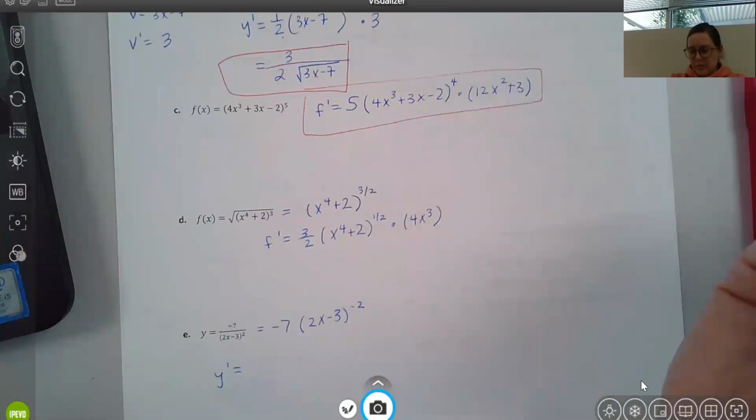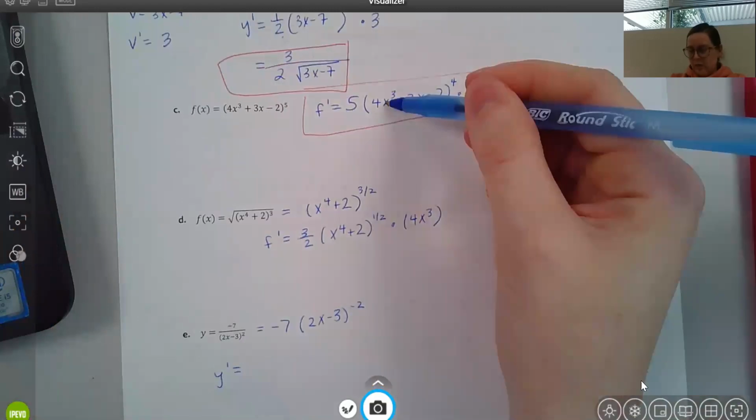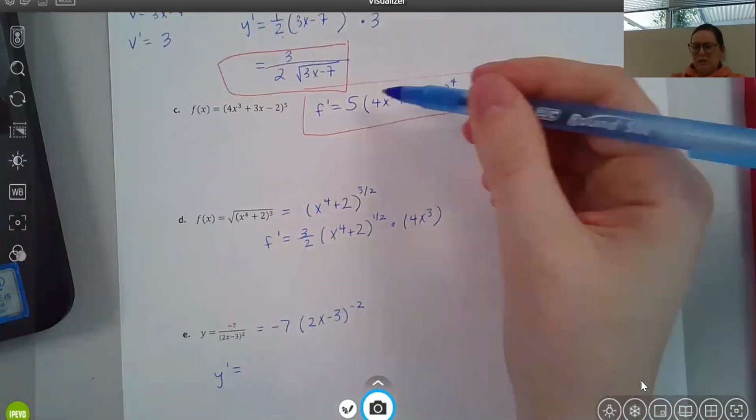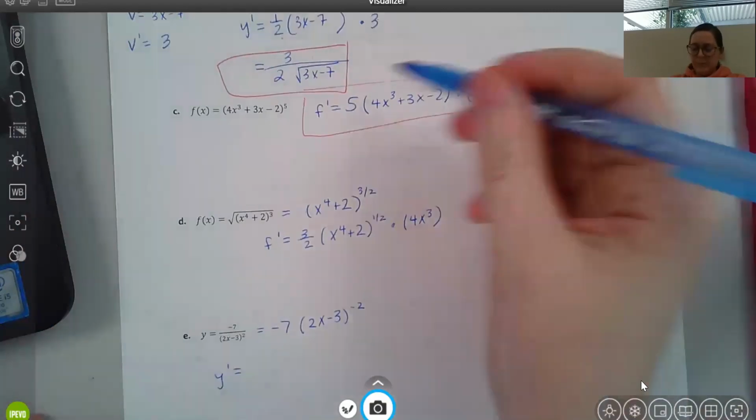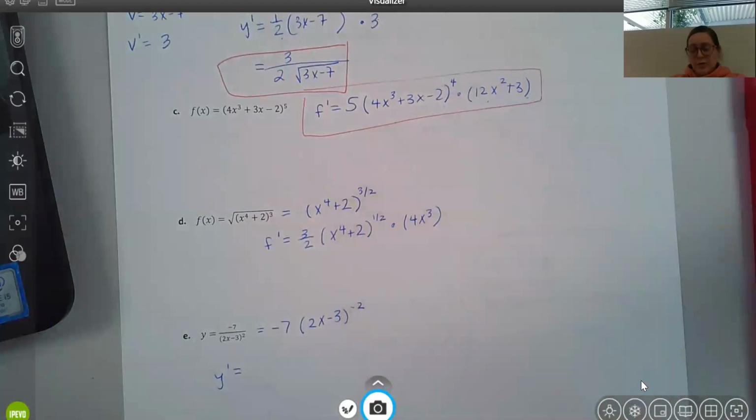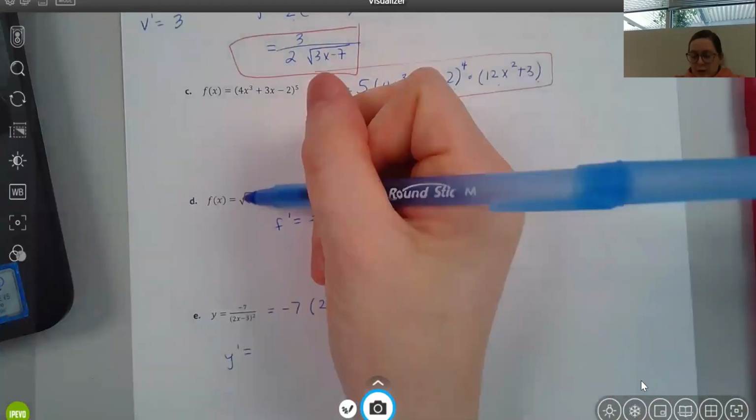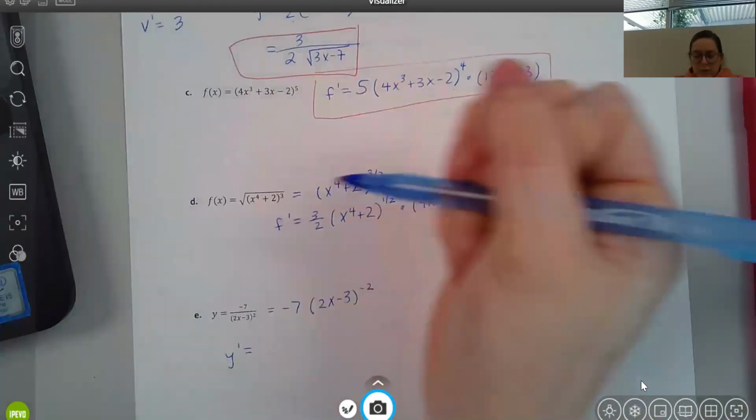You can't distribute the 5 to this term because it's all to the 4th power. You could technically distribute the 5 here, but it doesn't make it any neater. So then this is your answer. D, I had to rewrite it because square root of something cubed is just that something to the 3/2 power.